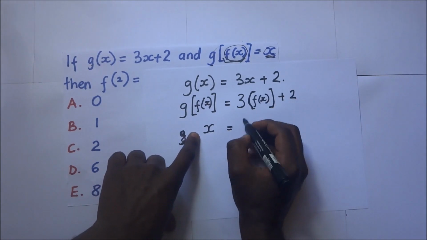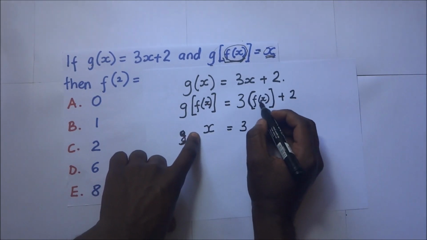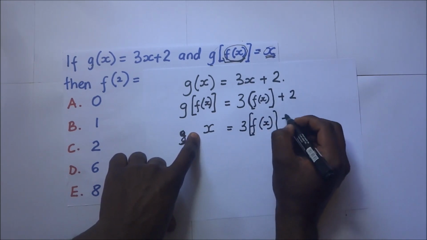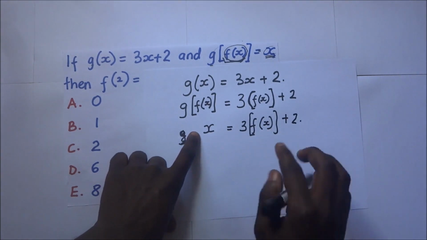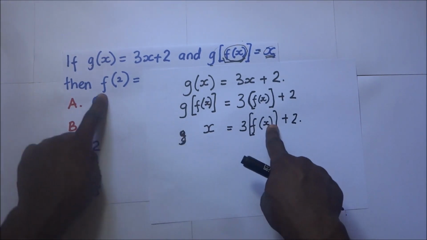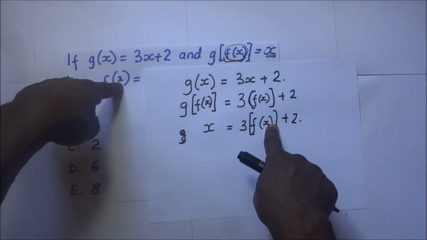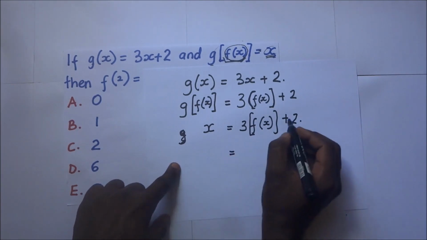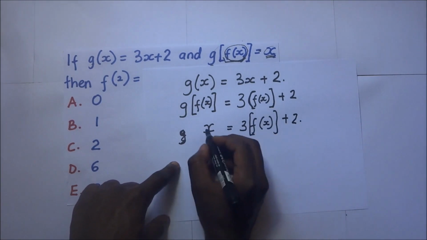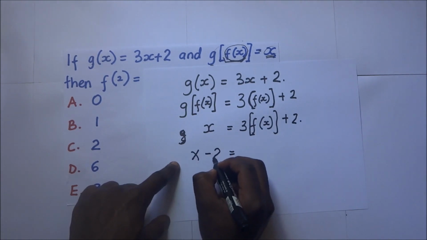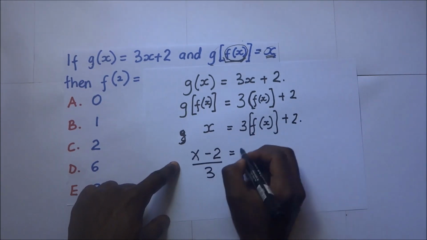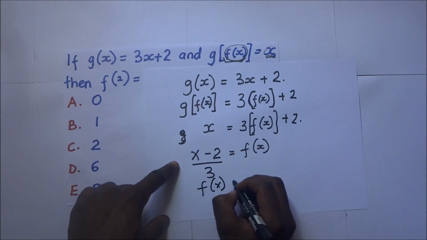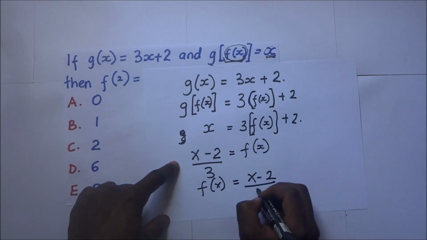Of course, this expression is going to be 3 times f of x plus 2. So we go ahead and make f of x the subject of the formula, because we want f of x first, then we shall put in the value of 2 later. So f of x is going to become x minus 2, divide that by 3. So meaning that the function f, where x is the input, is giving us x minus 2, divide that by 3.